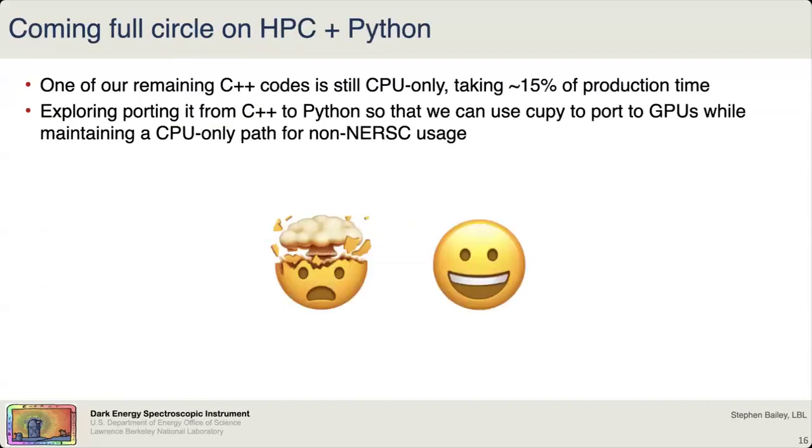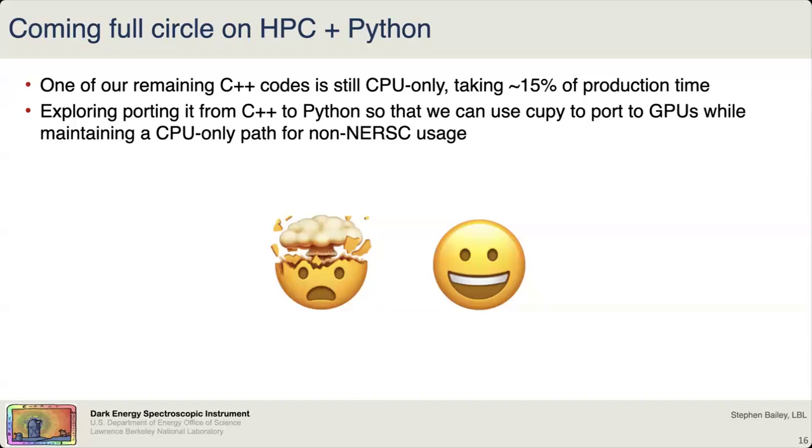So, coming full circle on HPC plus Python, one of our remaining codes is still CPU only. It's C++, and it's taking about 15% of our production time. As we were discussing how we are going to port this to GPUs, the current plan thought to be the easiest is to port it to Python first, and then port the Python part to use CuPy to run on GPUs.